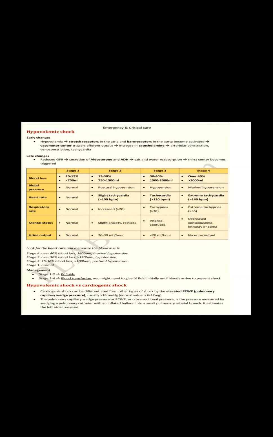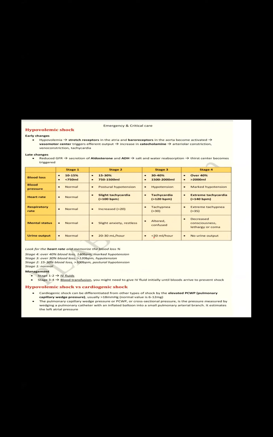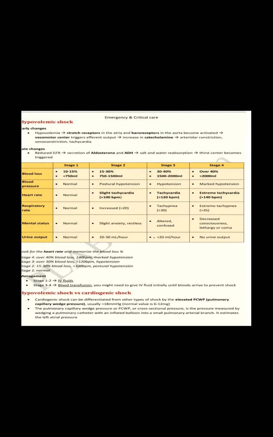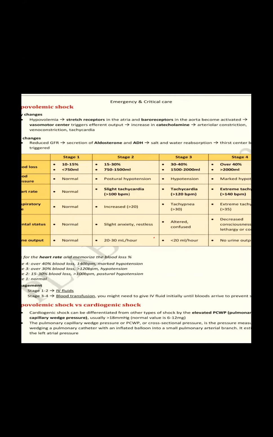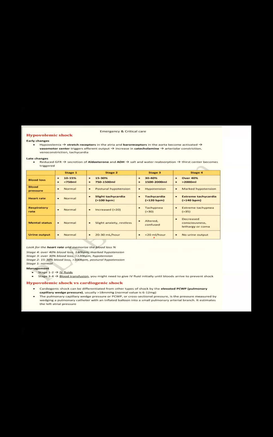Hypovolemic shock is always important. Blood loss volume is 10 to 15% for stage 1, and 15 to 30% for stage 2. Stage 3 is very important. The management of stage 1 is IV fluid, and stage 3 and 4 is blood transfusion. In hypovolemic shock and cardiogenic shock, we have to remember the elevated pulmonary capillary wedge pressure. We have to remember it strongly.